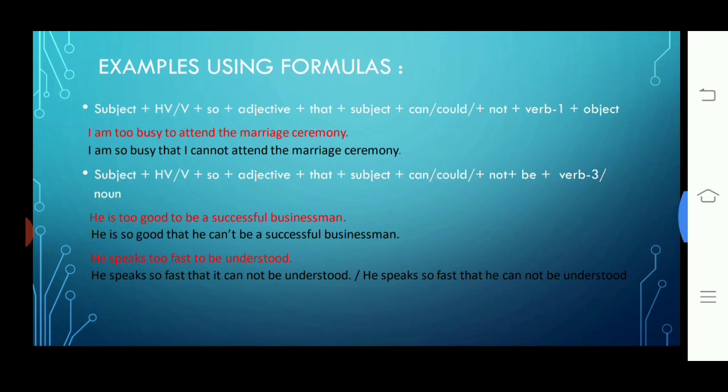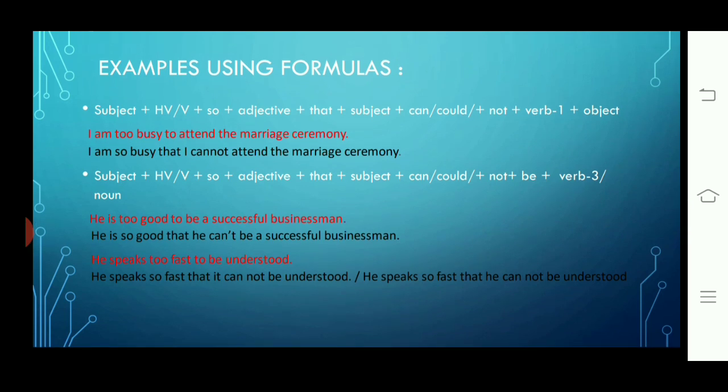Now let's take an example of the next formula. Subject plus helping verb plus so plus adjective plus that plus subject plus can, could plus not plus be plus verb third form or noun. So we have taken the first example where we have a noun in the last word, if you see in the sentence, businessman is a noun. So we will take the example here. He is too good to be a successful businessman. He is so good that he cannot be a successful businessman. I hope it is understood.